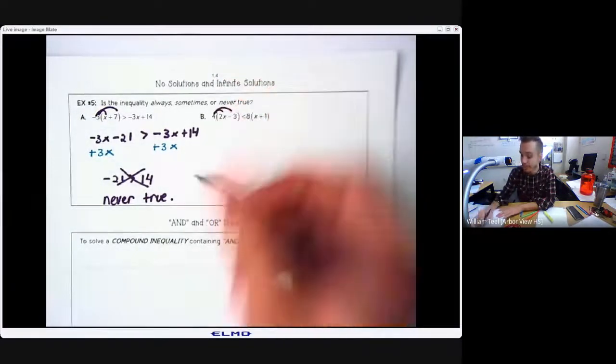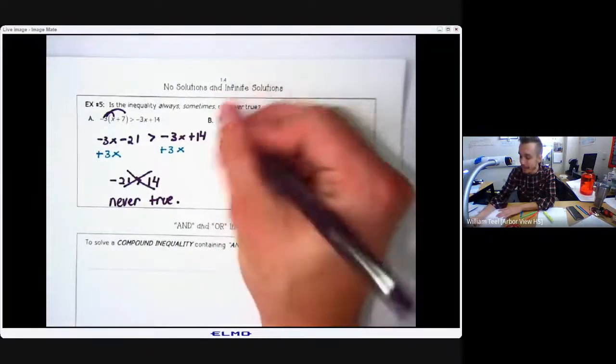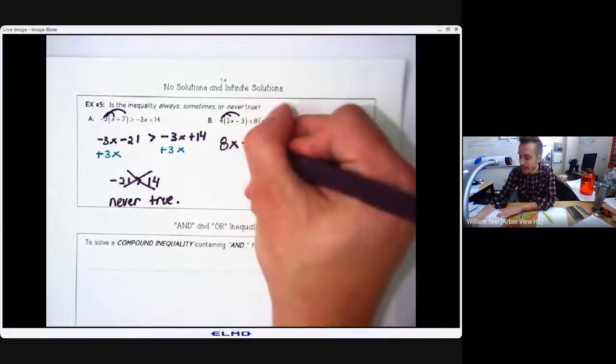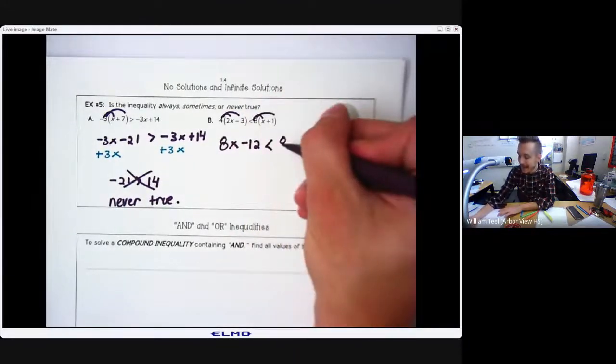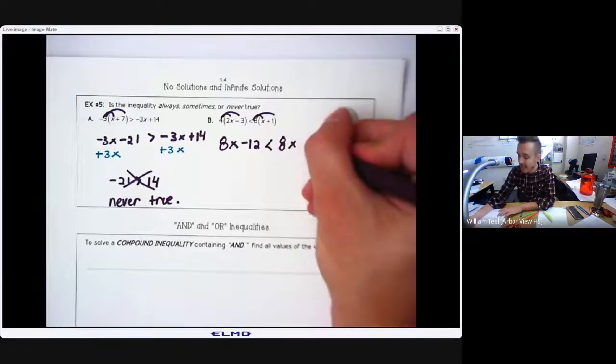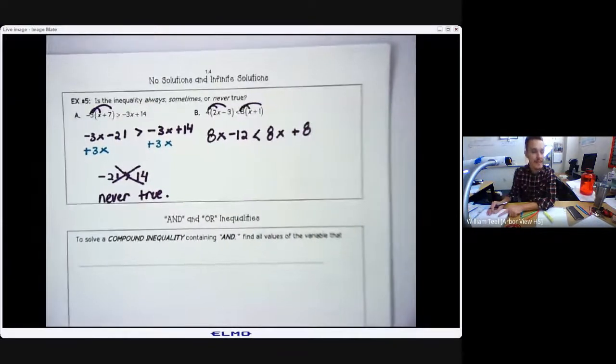If I distribute this 4 to both terms, 4 times 2x is going to give me 8x. 4 times negative 3 is negative 12. And that's less than 8 times x, which is going to be 8x. 8 times 1 is going to be plus 8. Now let me try to get all of my terms on the same side.